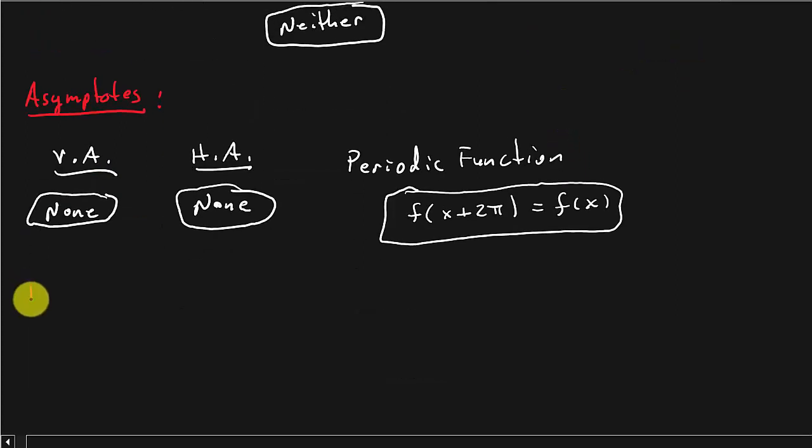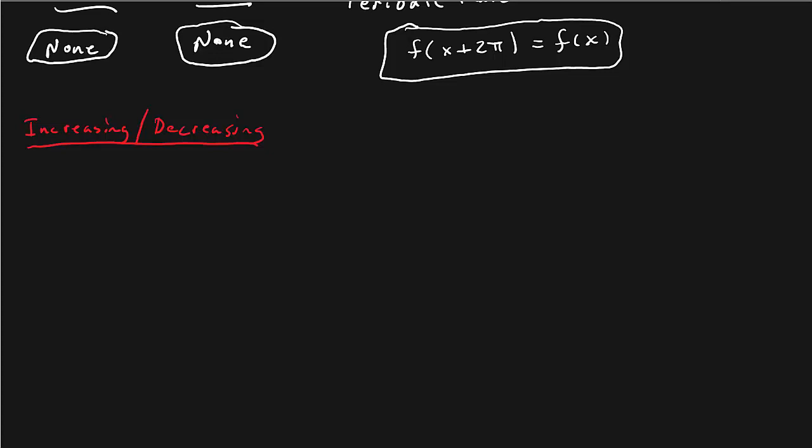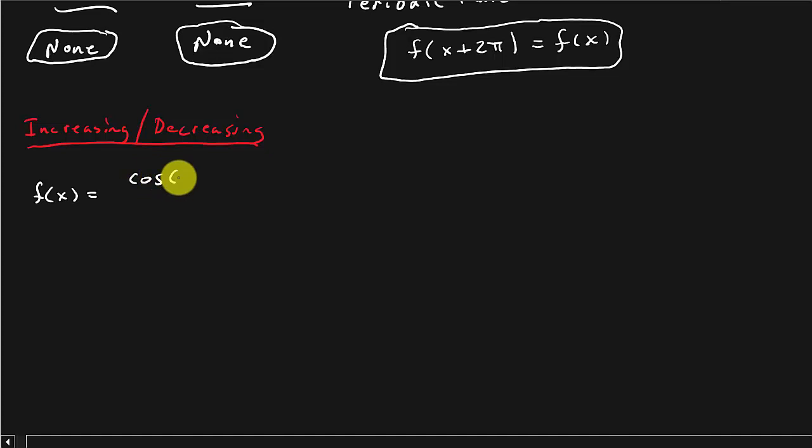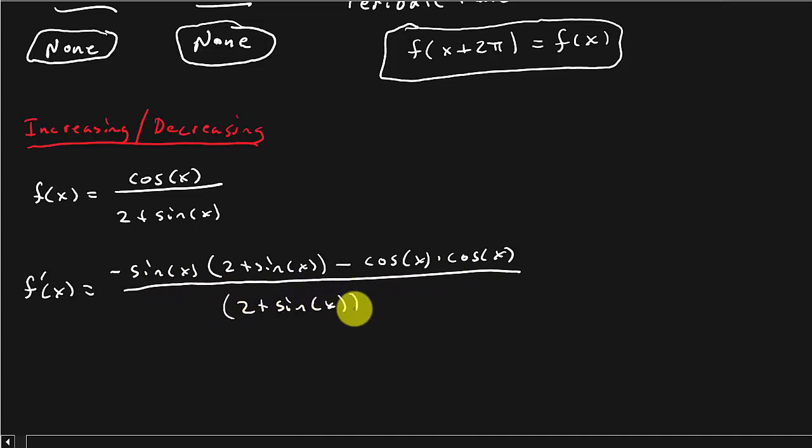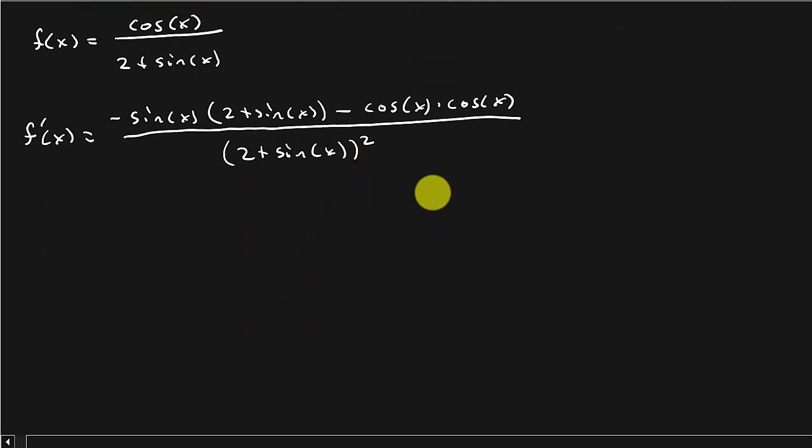All right, so we've got increasing, decreasing. Let's write our function down, because remember, we've got to take the derivative. All right, so let's take the derivative. This is the quotient rule, so I get f prime of x is equal to the derivative of the numerator, which is negative sine x, times the denominator, minus the derivative of the denominator, which is cosine x, times the numerator, and this is all over the denominator squared.